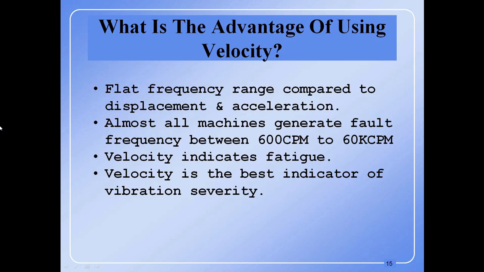What is the advantage of using velocity? It has a flat frequency range compared to displacement and acceleration. Almost all machines generate fault frequencies between 600 CPM and 60k CPM. Velocity indicates fatigue, and velocity is the best indicator of vibration severity.